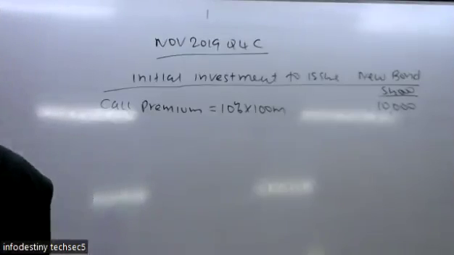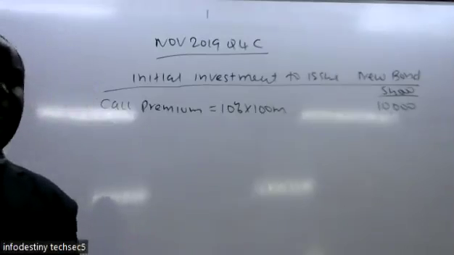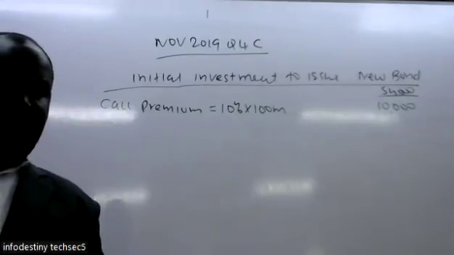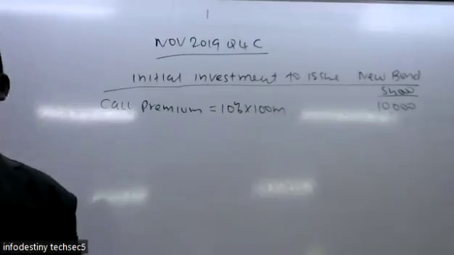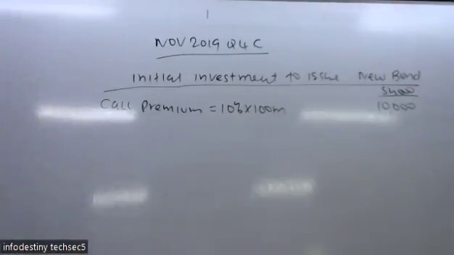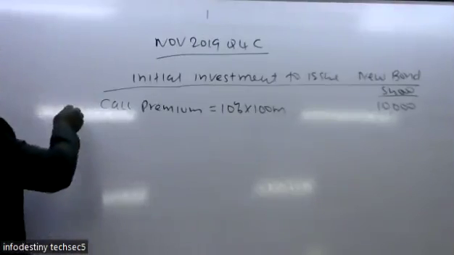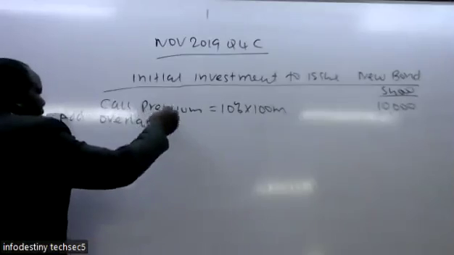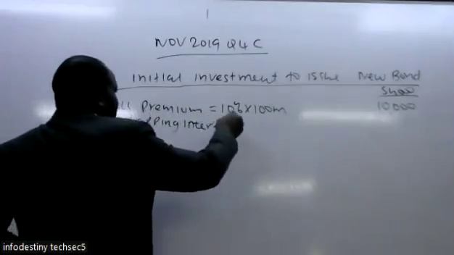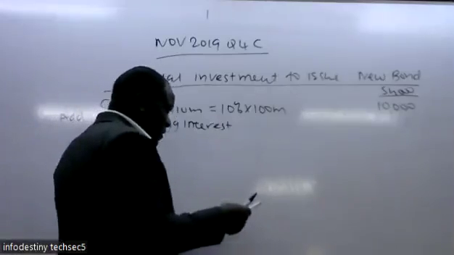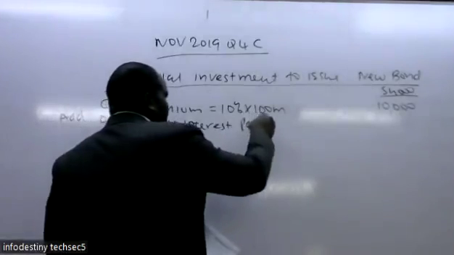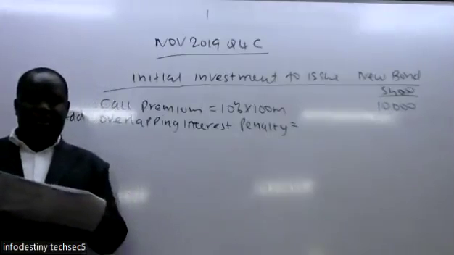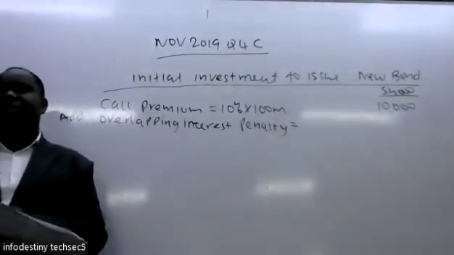Then apart from the call premium, still in the same paragraph, they said that in addition, a 2-month interest penalty will have to be paid on redemption. That would be the overlapping interest penalty. So we also add the overlapping interest penalty. They are saying that a 2-month interest penalty will have to be paid on redemption.